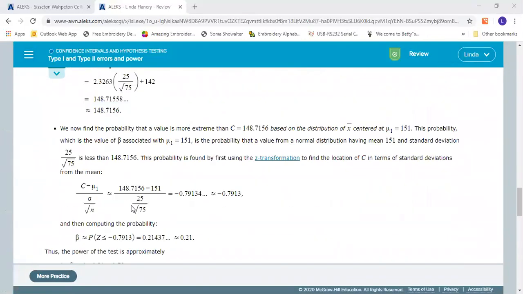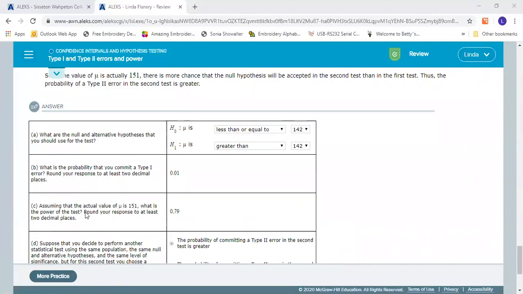Now, the next thing they're going to ask you about is assuming that the actual value of the mean is 151, what is the power of the test? The power of the test is the probability of accepting your alternative hypothesis. So this is where it gets kind of tricky, and you're trying to decide, do I do P of Z is less than or equal to, or do I have to do the 1 minus P of Z? First of all, you have to calculate your C value.